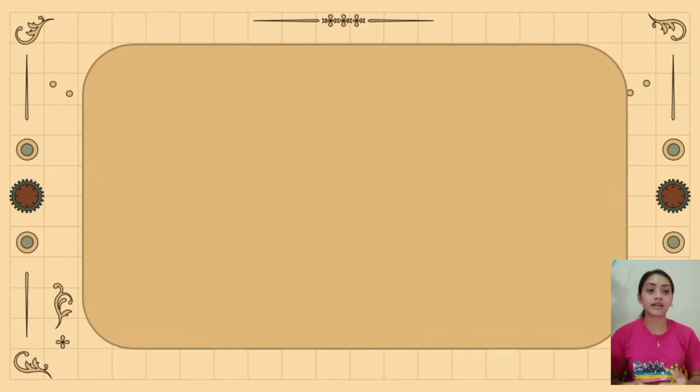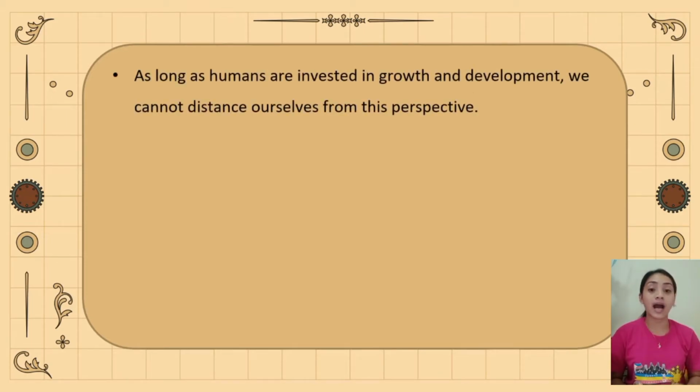From the title itself, technology as a way of revealing, we view technology as a way of revealing human activity from a certain period of time, because it reveals or unconceals something that was previously concealed. But this is just another way of viewing the world. However, as long as humans are invested in growth and development, we cannot distance ourselves from this perspective.